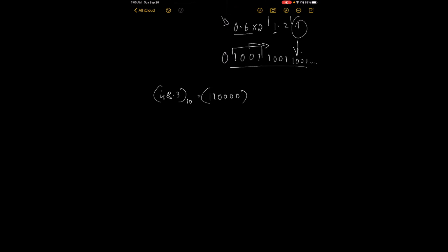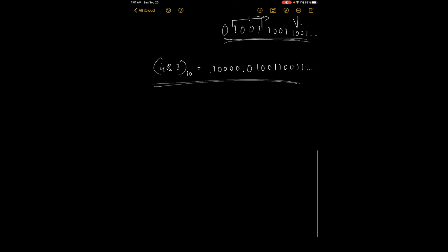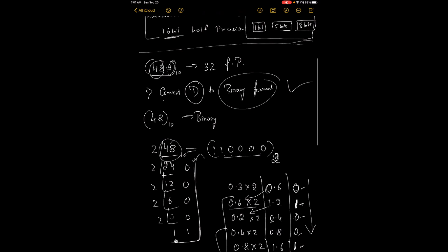Yeah, so you should not put brackets there. So dot, we have this 0100110011, and it goes on. So we ended up with this. So the first part, which is converting from decimal to binary, is done. So we are done with part 1, which is converting from decimal to binary.